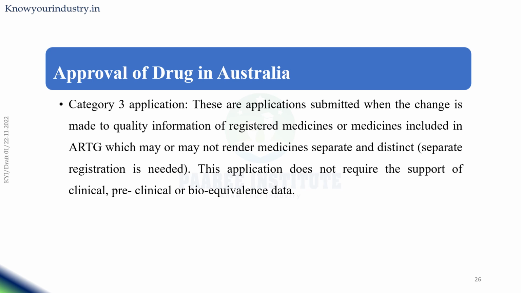This application does not require the support of clinical, preclinical or bioequivalence data. The quality of changes subject to the Category 3 application can be the specification from active ingredient or finished products, the method of manufacture of active ingredient, the manufacturing procedure for finished product, if there are changes in the site of manufacture of active ingredient or there are changes in the site of manufacture of finished product, if there are any changes of shelf life or storage or labeling, then it will fall under Category 3 application.